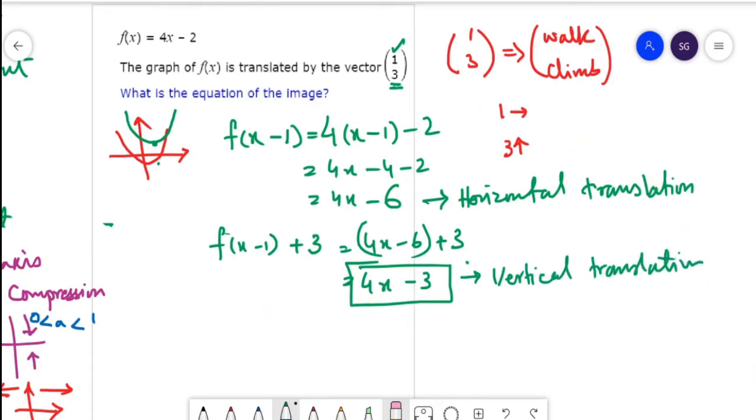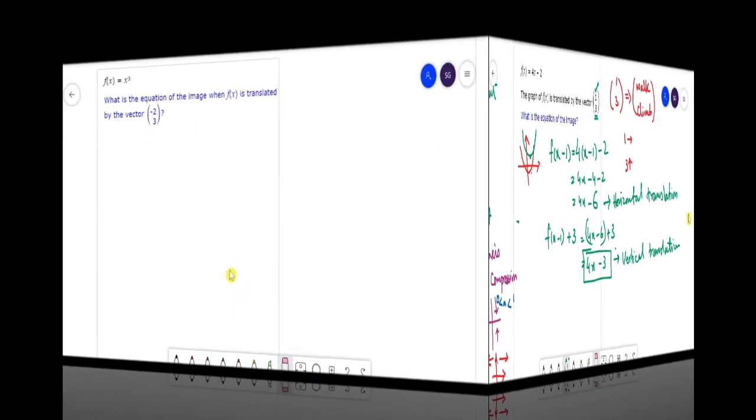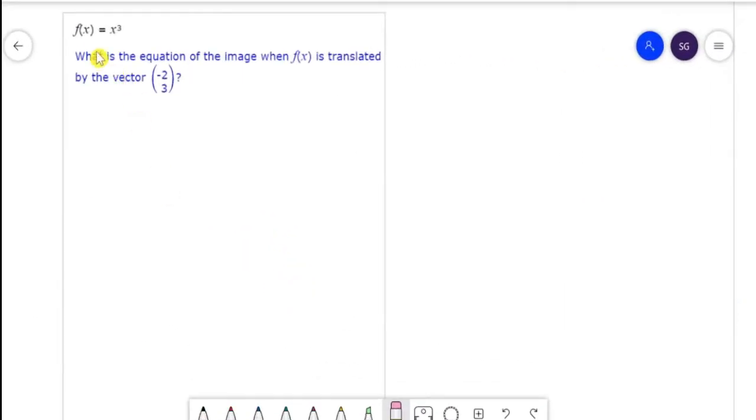So let's take a point on this graph and the original one. Okay, next up we have the original function f of x equal to x cubed. And we are again asked to find the equation of the image when f of x is translated by the vector (-2, 3). So I'm going to indicate both of the transformations. Let's call the new function g of x.